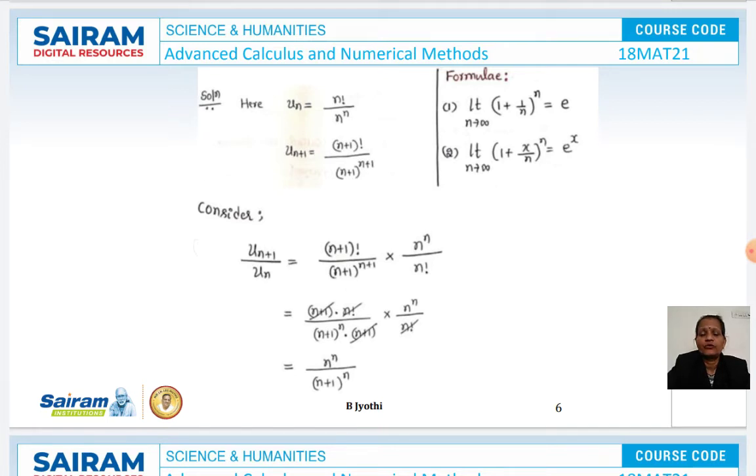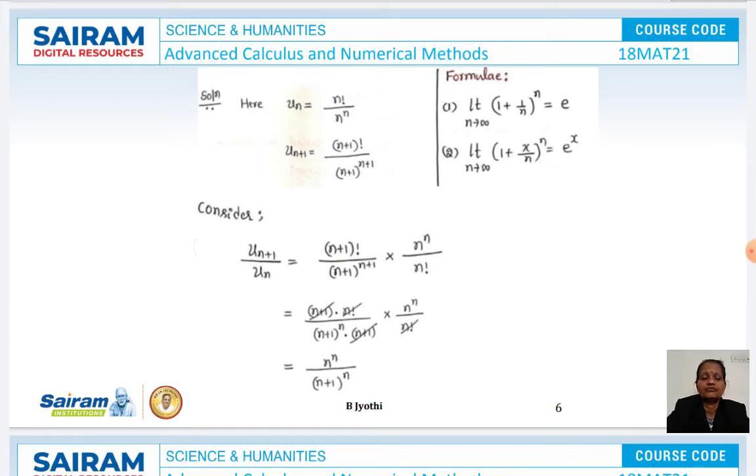Before we proceed further, we need to recollect the two formulae we have learned. One is limit n tends to infinity, 1 plus 1 by n to the power of n is equal to e. Limit as n tends to infinity, 1 plus x by n to the power of n will be e to the power of x. These are the two basic formulae which we have to apply while solving this problem.